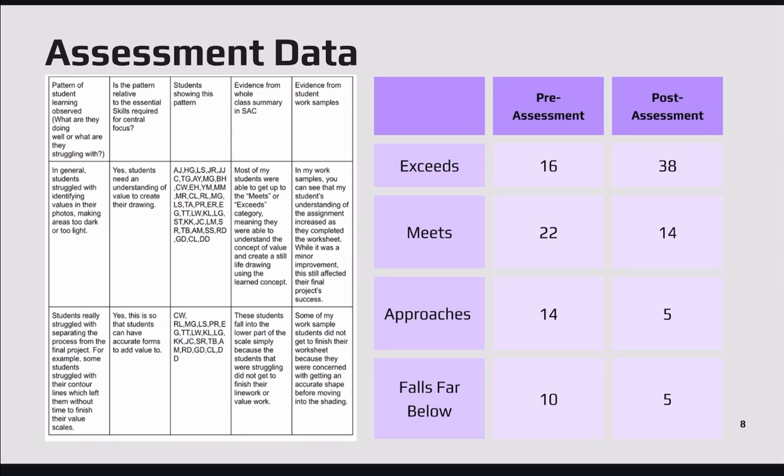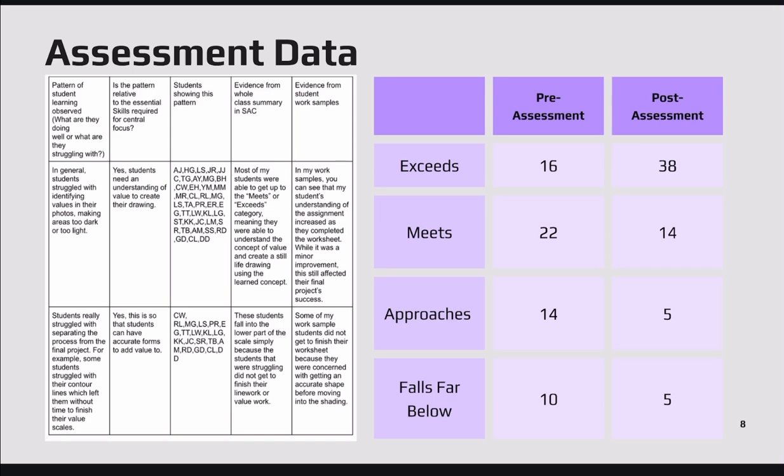And after my lesson 2, you can see my post-assessment, my exceeds is a majority of the class, with still quite a large amount of students meeting expectations, with only a handful falling or approaching. If we look at my actually dissected assessment data, we can see that a lot of students struggled with identifying the values from photos or from observation.